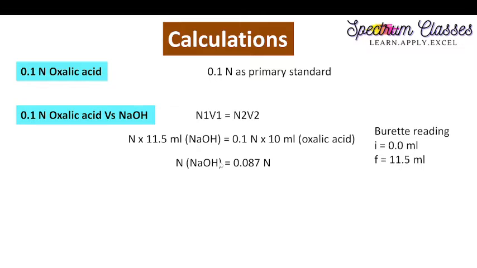Now the normality of NaOH is equal to 0.087, which I have calculated; it should be 0.1 normal. So it is less than that, right? So that is why we need to standardize this NaOH solution using the primary standard, and the primary standard which we are going to use is oxalic acid.